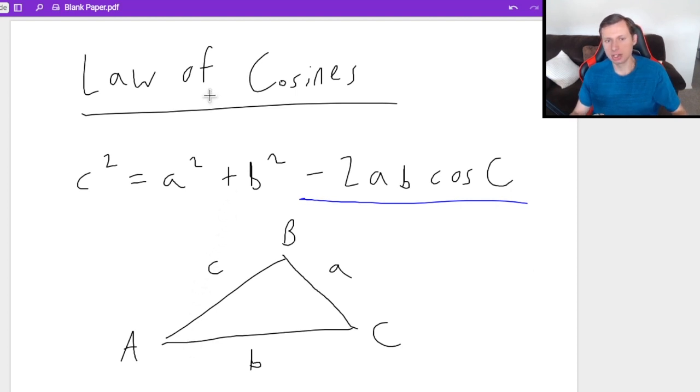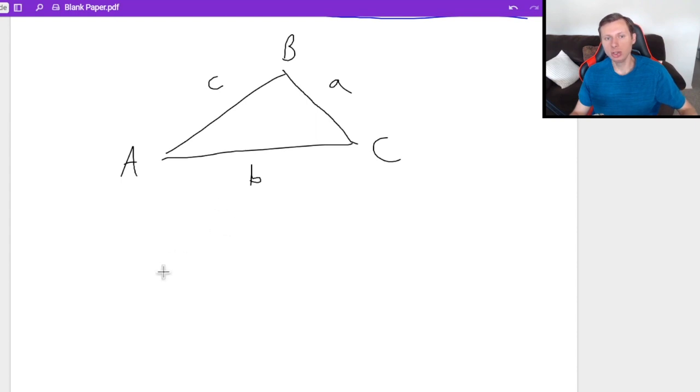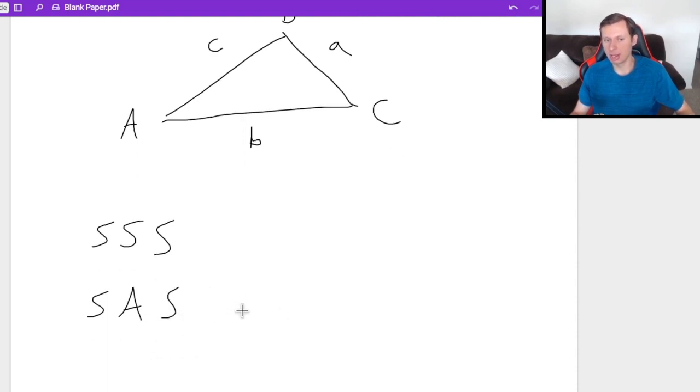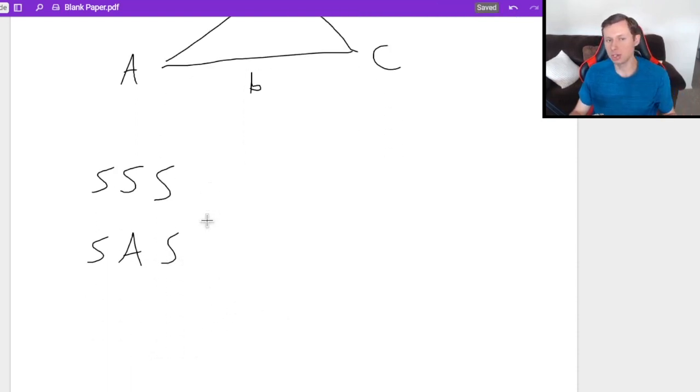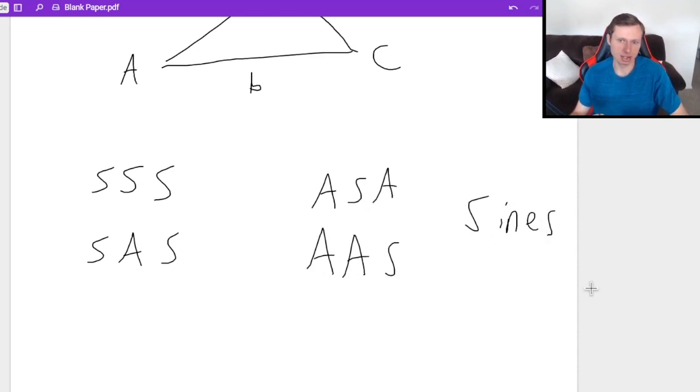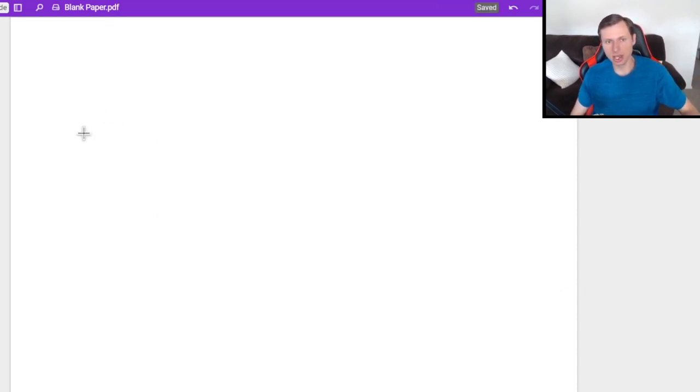And one more thing I want to say about the law of cosines. You want to use the law of cosines whenever you have side, side, side, or side, angle, side. And I'll explain more what I mean by that in a minute. But if you ever have one of these two triangle congruency theorems, that's when you want to use law of cosines. And then if you have the other two, ASA or AAS, this is the law of sines, which I covered in the last video, which you can take a look at. But anyways, let's look at an example.